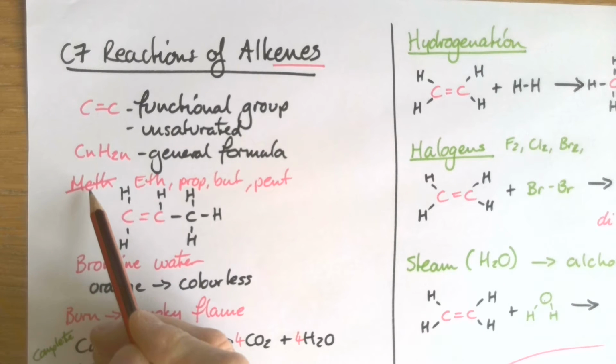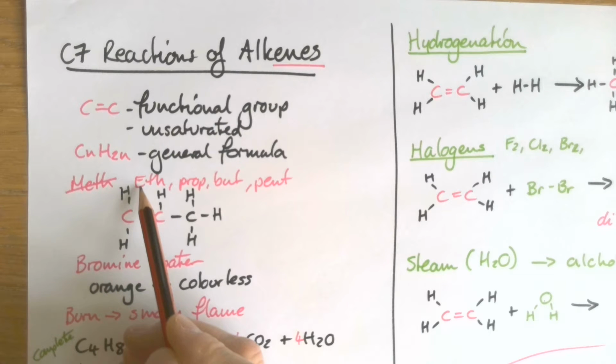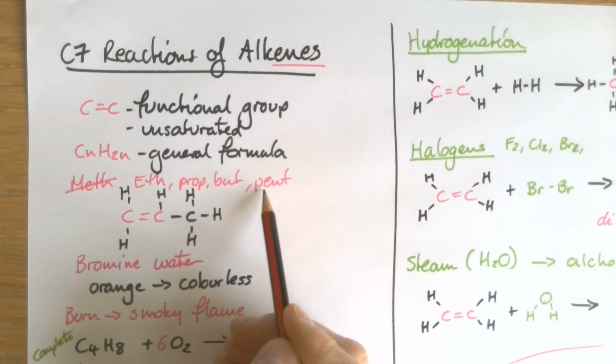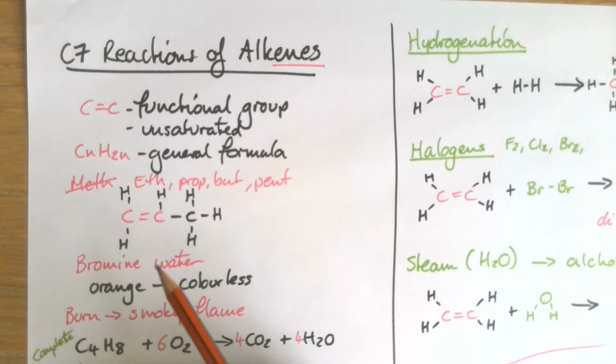There's no methane, so you do need to learn the sequence of the first four. So we don't have methane, so the first one for the alkenes in this group is ethene, propene, butene and pentene, so they all end in ene for the alkenes.